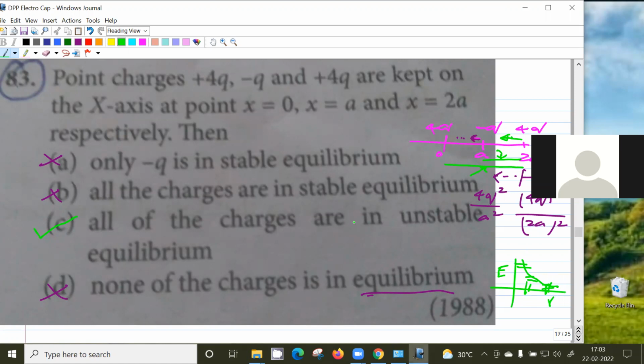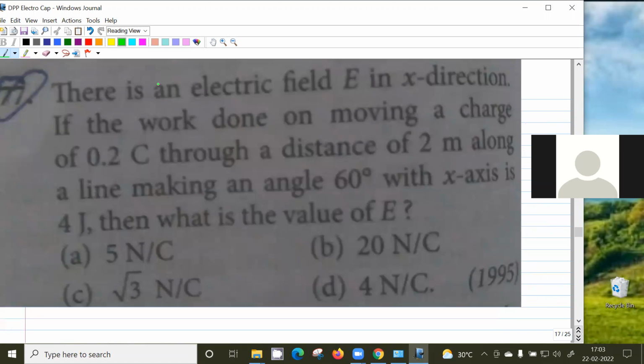Okay, sir. This one, there is an electric field. This is also a trivial basic question only. Can you get the answer?